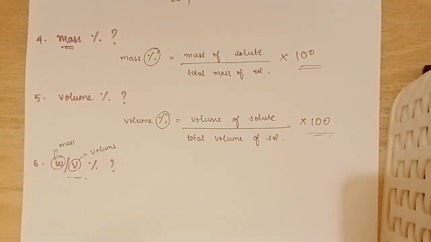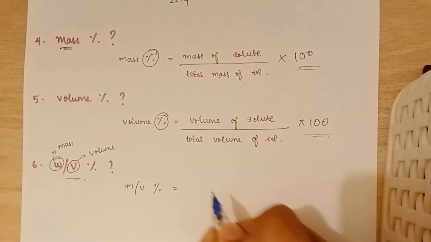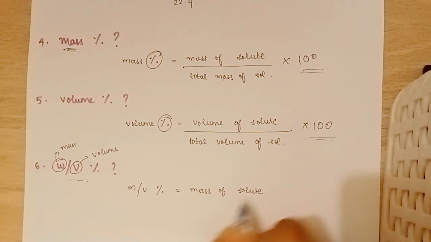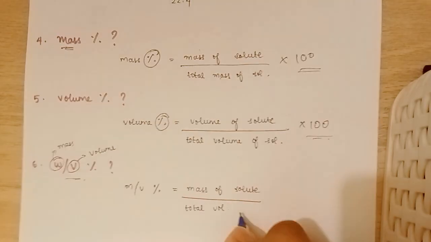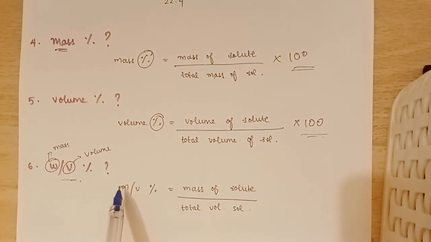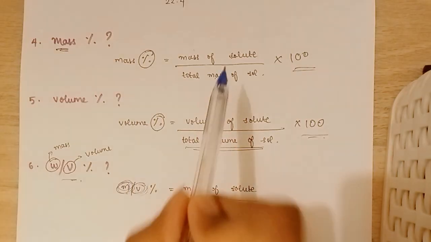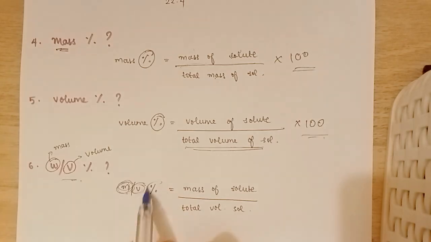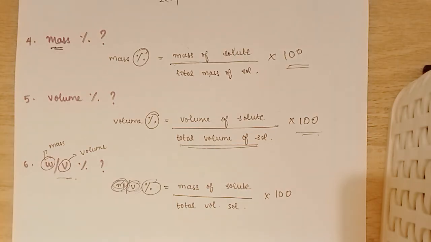So what is mass by volume percentage? Mass by volume percentage is equal to, again, mass of solute divided by total volume of solution. So just take volume. What is the denominator of volume percentage? Total volume of solution. What is the numerator of mass percentage? Mass of solute. So mass of solute divided by total volume of solution. And again, percentage is given, so into 100. This is another equation that you need to know.